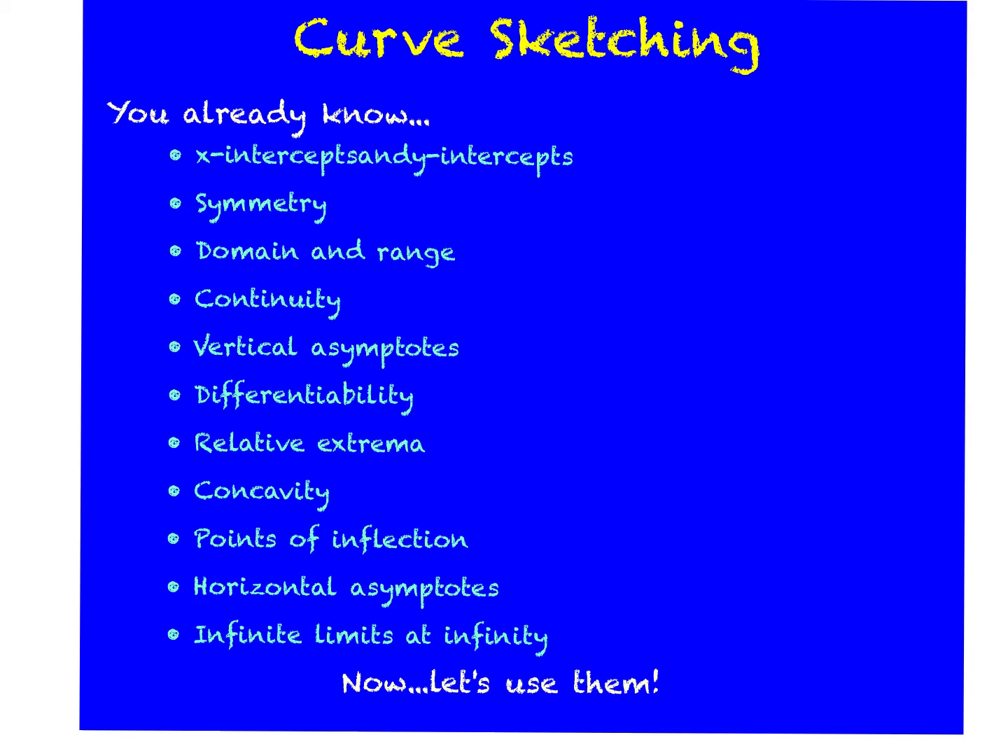Here we go. 3.6a, curve sketching. So we already know x and y intercepts. How do you find an x-intercept? Substitute in 0 for y. How do you find a y-intercept? 0 in for x. All right, I'm not worried about symmetry.